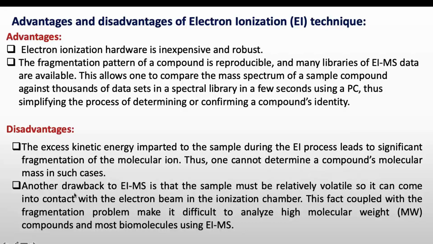Another drawback to EIMS is that the sample must be relatively volatile, so it can come into contact with the electron beam in the ionization chamber. This fact, coupled with the fragmentation problem, makes it difficult to analyze high molecular weight compounds and mostly biomolecules using EIMS. So these were the disadvantages of this method.